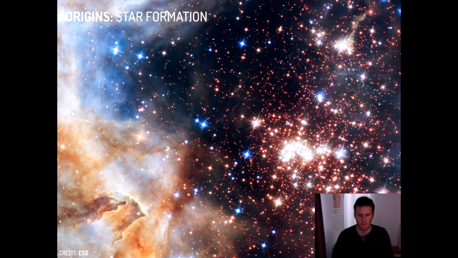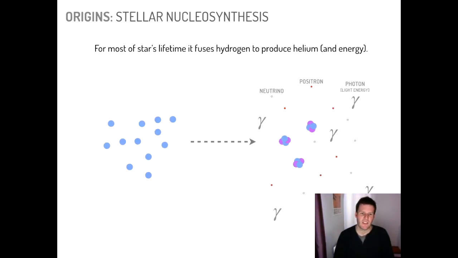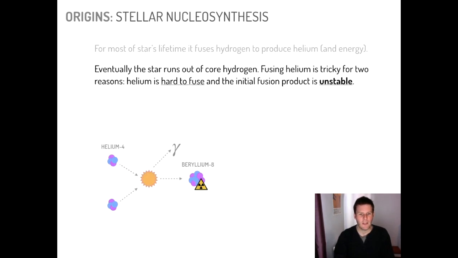Now, for most of a star's lifetime, it fuses hydrogen, left over from the Big Bang, to produce helium and energy. And it's that energy which stops the star from collapsing under its gravity. And so over a star's lifetime, it's able to convert all of its protons into helium, energy, and a smattering of other subatomic particles, including neutrinos and positrons. Eventually, though, the star will run out of core hydrogen.